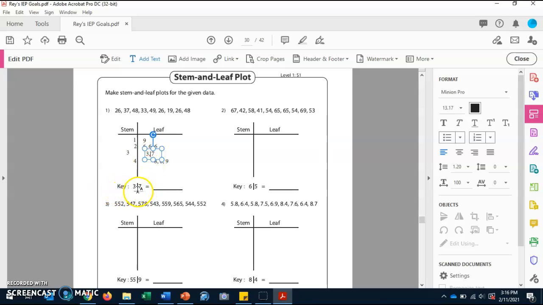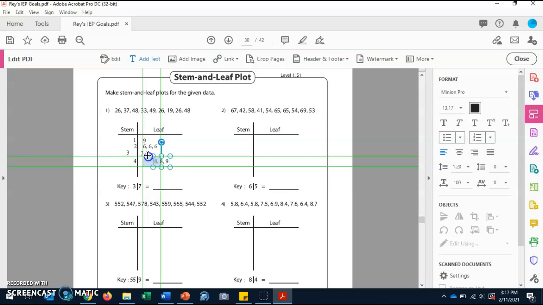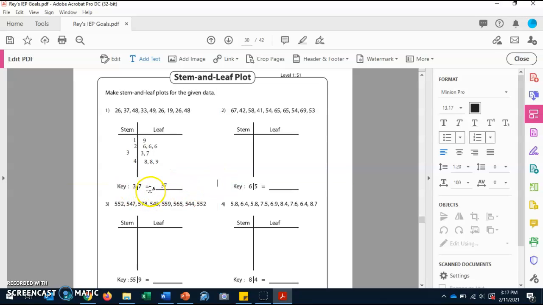Now here we have a thing that says key, and then we have a 3 in our stem side and a 7 in our leaves. So what would this number be considered? They want you to write down the number that is demonstrated right here. Yes, good job. The number right here is 37. When we put it together, it makes 37.